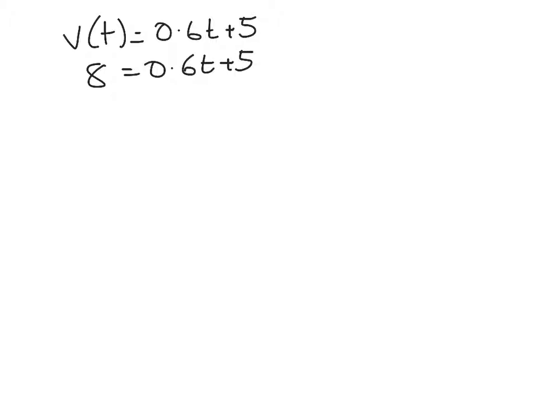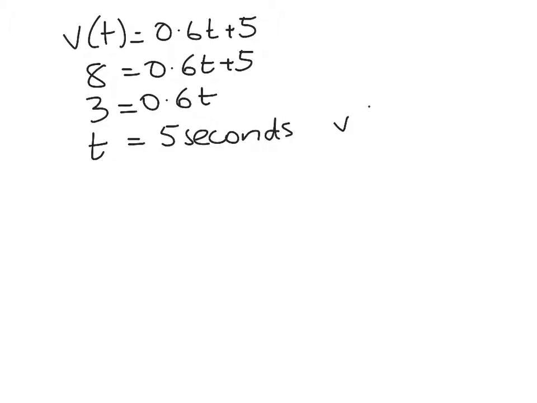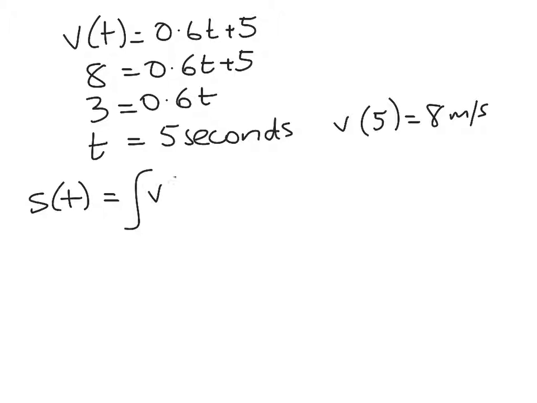Okay, so remember, V of t was equal to 0.6t plus 5. We want to work out when her speed's 8, so this is what we do. We solve that equation, 3 equals 0.6t, and we get t is equal to 5 seconds. So after 5 seconds, she's doing a speed of 8 meters per second. Now we need to substitute that in to S of t, but we don't know what that is yet. But the displacement equation always comes from anti-differentiating velocity.